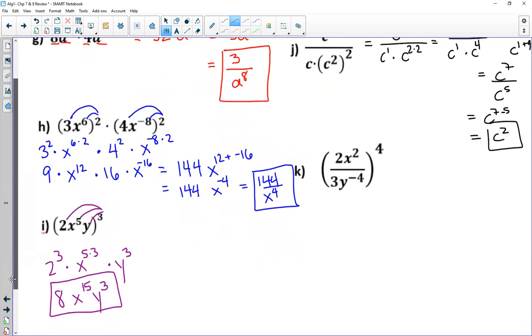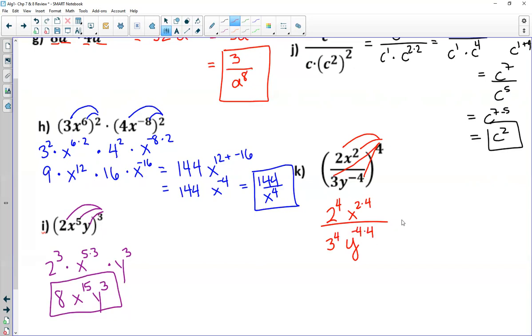Okay, and our last one here. This is probably going to be the most tricky one. So we have a monomial. Okay, there's no addition or subtraction, so all of this is one piece. We need to make sure that this 4, the exponent, goes to everything. It goes to the 2, it goes to the x squared, it goes to the 3, and it goes to the y to the -4th. So when I rewrite this, I'm left with 2 to the 4th, x power to a power, so 2 times 4, over 3 to the 4th, y to the -4th times 4.